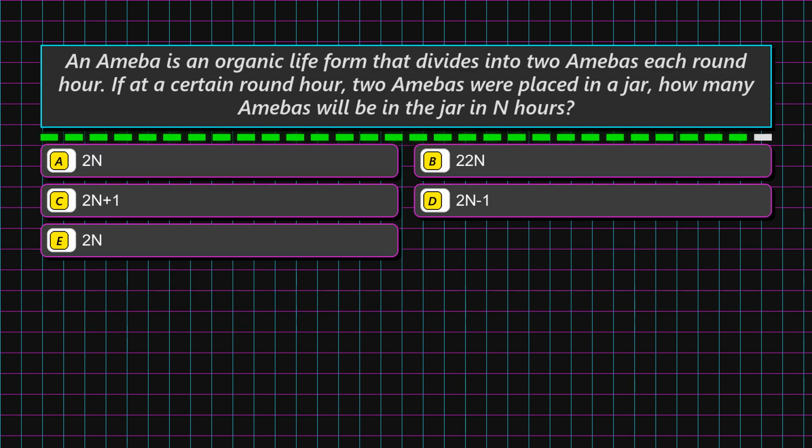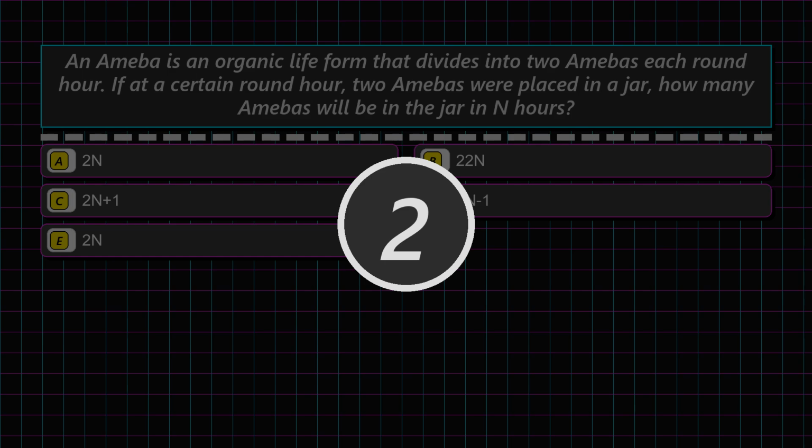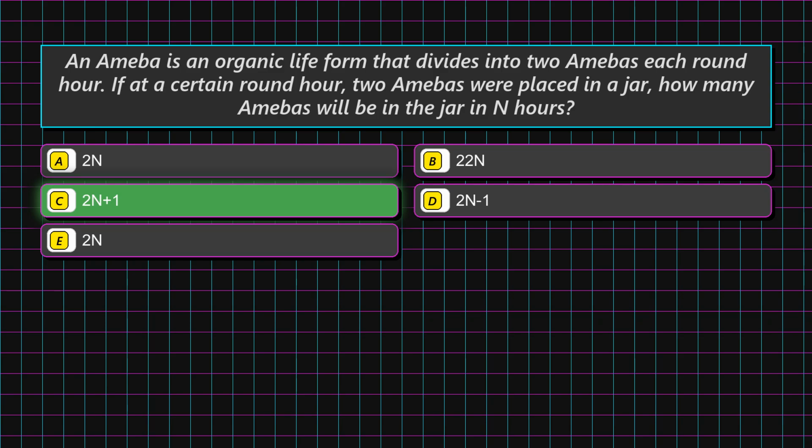Question 9. An amoeba is an organic life form that divides into 2 amoebas each round hour. If at a certain round hour, 2 amoebas were placed in a jar, how many amoebas will be in the jar in n hours? Option A, 2n. Option B, 22n. Option C, 2n plus 1. Option D, 2n1. Option E, 2n.